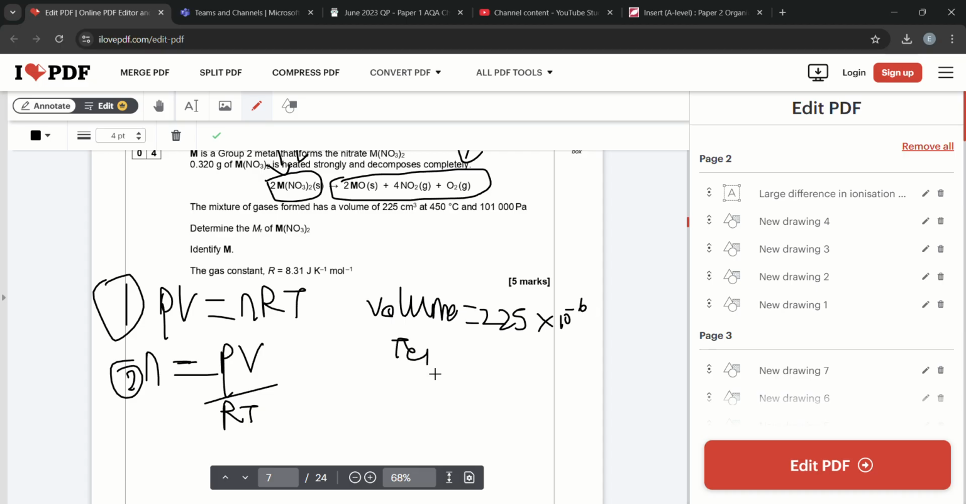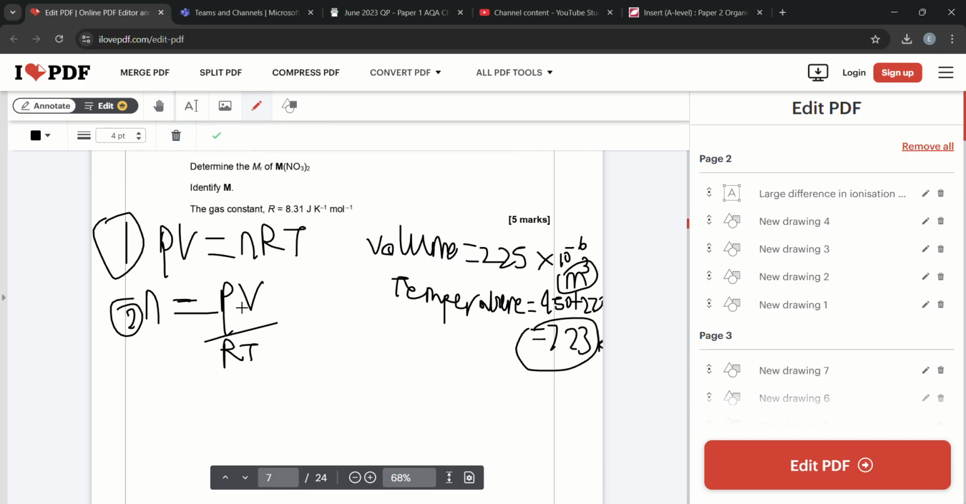Temperature: we need it in Kelvin, but it's in degrees Celsius. So temperature equals 450 plus 273 to convert to Kelvin, and from Kelvin to degrees you just subtract 273. 450 plus 273 is 723 Kelvin. And the volume is obviously in meters cubed.